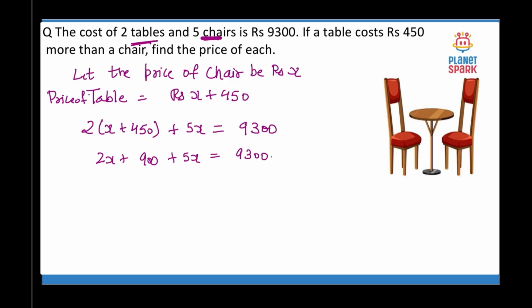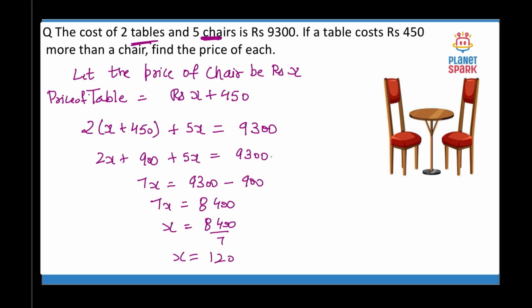2x plus 5x will give us 7x. 900 is added on LHS. If I take it to RHS, it would be subtracted. So 7x is going to be equal to 9,300 minus 900. That means 7x is equal to 8,400. 7 is multiplied on LHS. If I take it to RHS, it would be divided. So x is going to become 8,400 divided by 7, which is 1,200. Further, this means that the cost of the chair is rupees 1,200. Cost of the chair was x. Now x has turned out to be 1,200. So the cost of the chair is rupees 1,200.